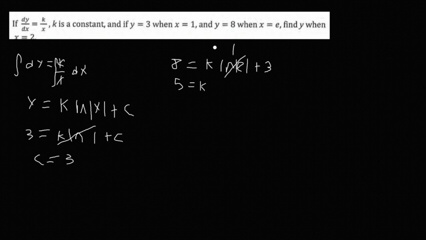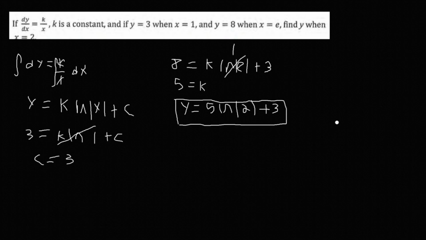So now we have all of the information we need to substitute and solve for when x is equal to 2. So y is going to be k, which is 5, ln 2, because that's our x, plus c, which is 3. And that is our answer. You could put that into a calculator, but alright, next question.